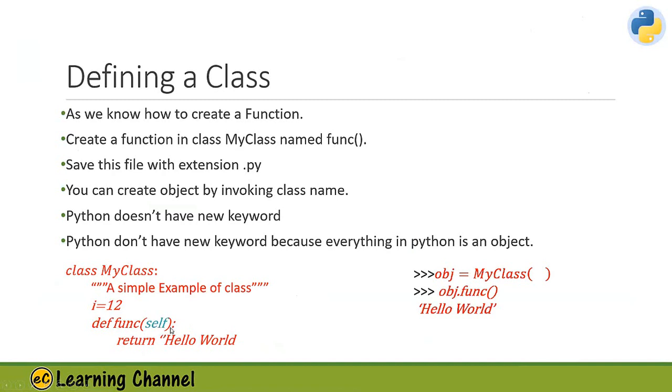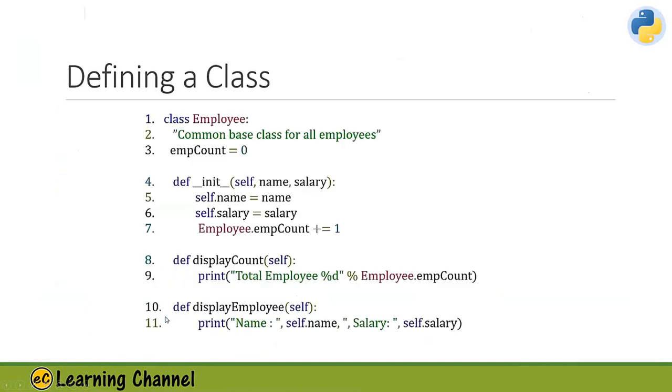Self is the same as this. In Java they don't give you this as an argument, but in Python you do need to have self as the first argument. As the first argument, you need to show the self. So here we define a class called Employee. For Employee, you have a docstring in double quotes, a common base class for all employees. This one is useless.